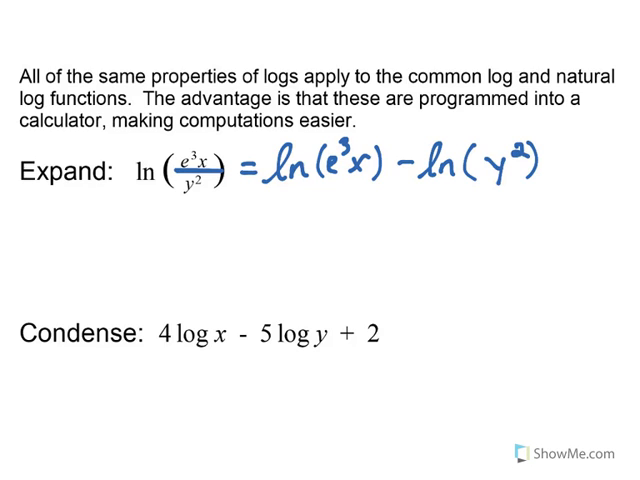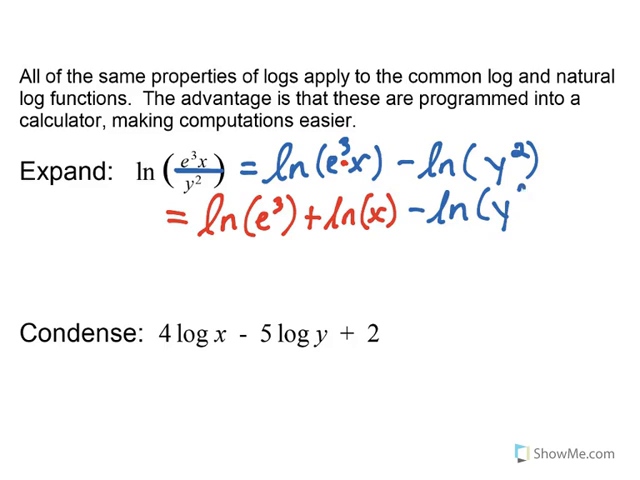Now when I look at natural log of e cubed x, that is really e cubed times x, meaning I can split that apart as a product. The product inside turns into the sum of two separate logs. So this is the natural log of e cubed, plus the natural log of x. And then we still have that minus the natural log of y squared.